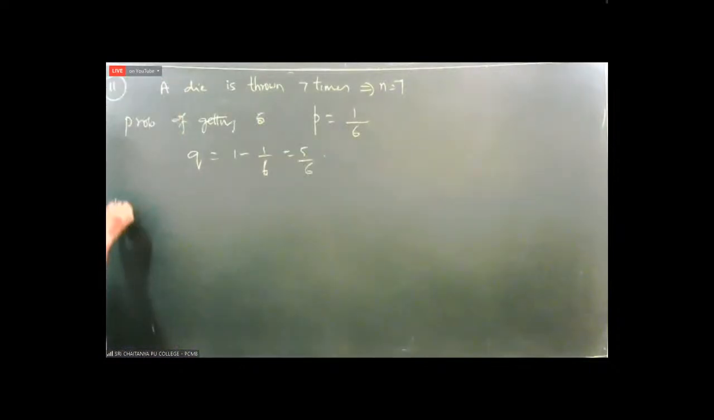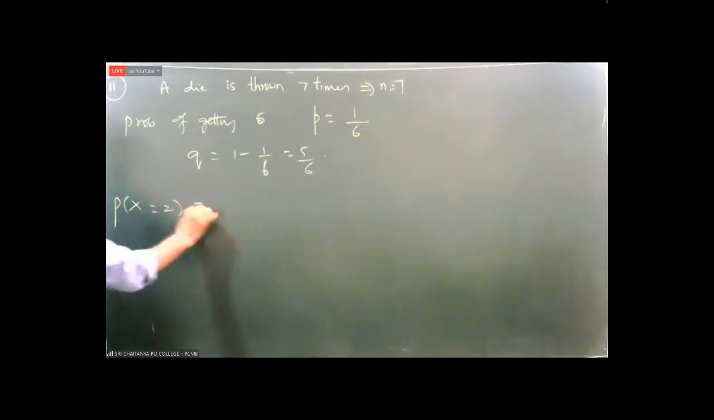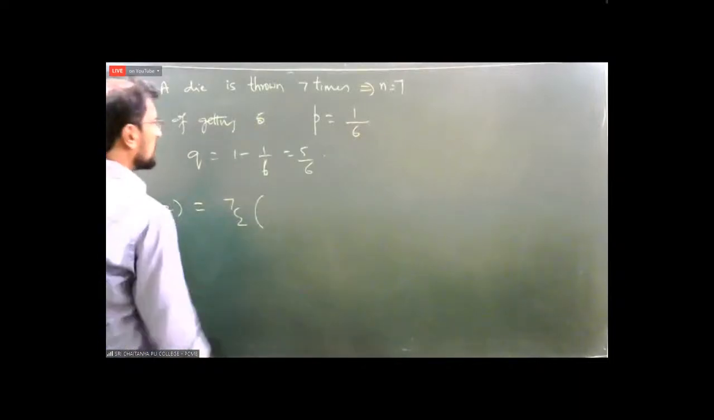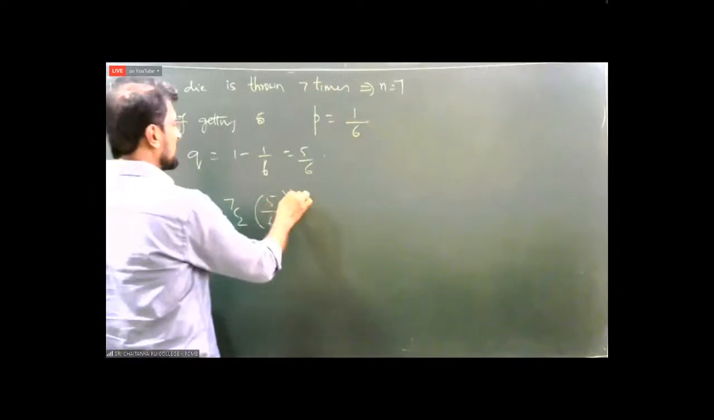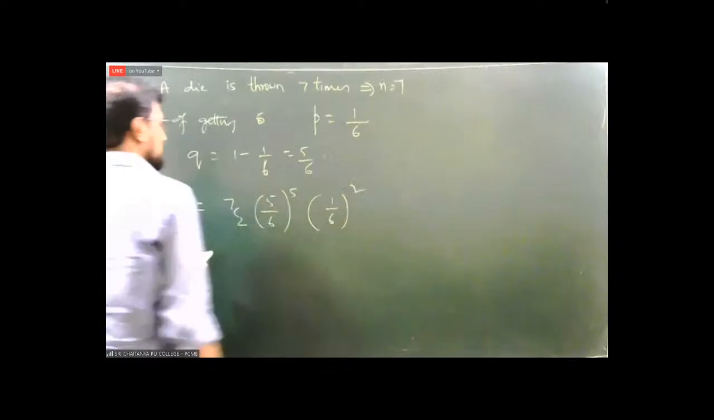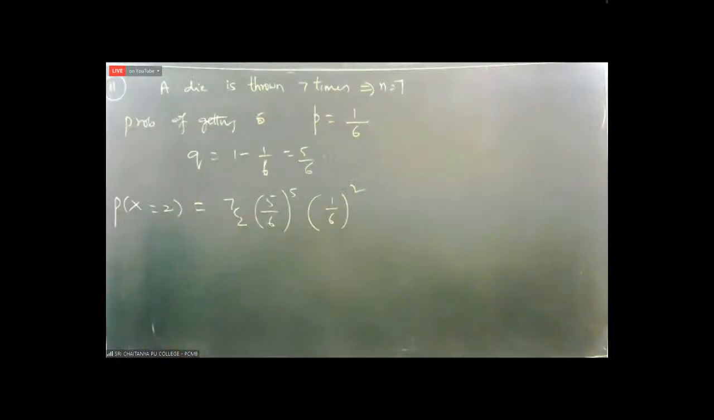Therefore, he asked you to find out exactly twice. P of x is equal to 2 is equal to 7C2 into q, 5 by 6 to the power of 7 minus 2, into p to the power of 2. Simplifying this, you are going to get the answer.